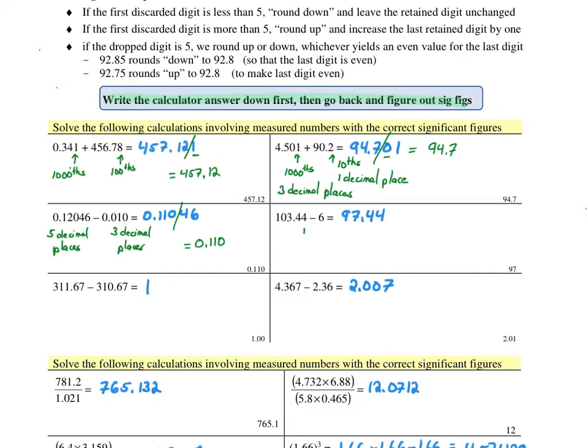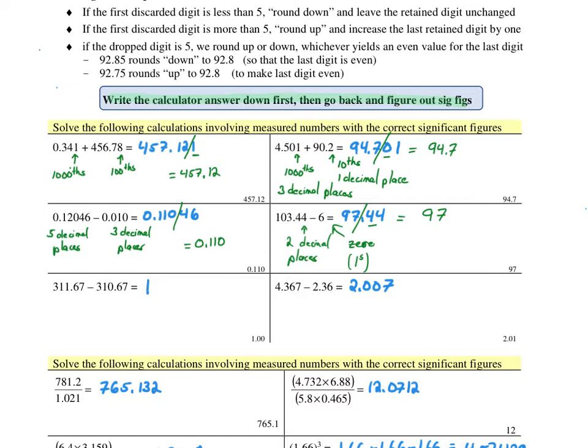The next one over, we have 2 decimal places in this first number. The second number doesn't have any, so it has 0. Or we can say it's the ones place. So we know we can't go beyond the ones place. Our final answer here is obtained by rounding down and is 97.